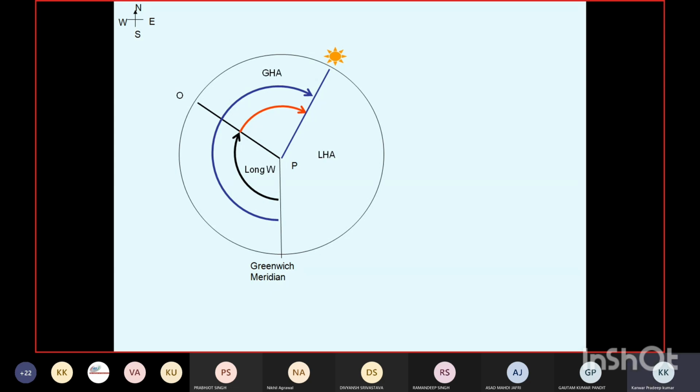So you can see over here, LHA star is the red one, GHA star is the blue one, and the longitude is the black one. So what formula are we getting? If you want LHA, LHA is equal to GHA minus west long. On the board I had made east long, which was plus. So if it is west long, it has to be subtracted from the GHA to get the LHA.